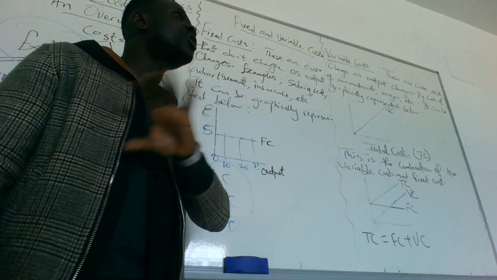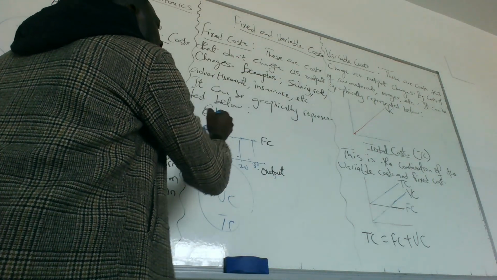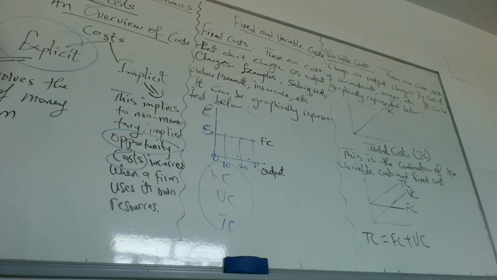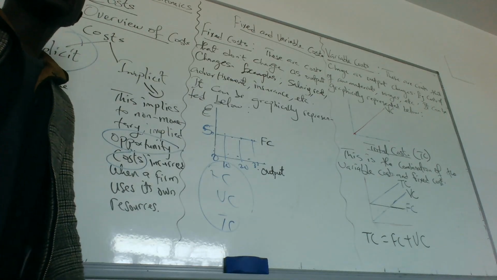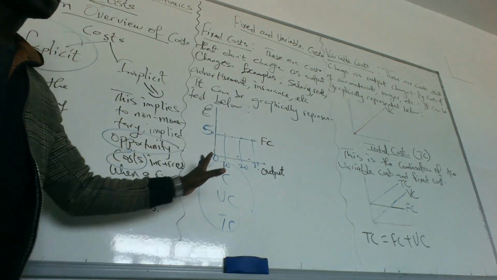These costs do not change as level of output changes. So it simply means at every level of output, we pay the same cost. Do we understand fixed cost? So the graphical representation of a fixed cost is this. A fixed cost. Any question?